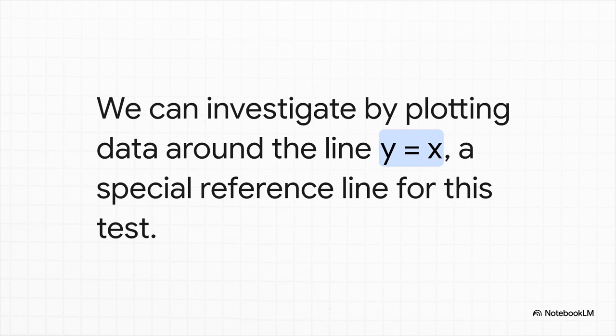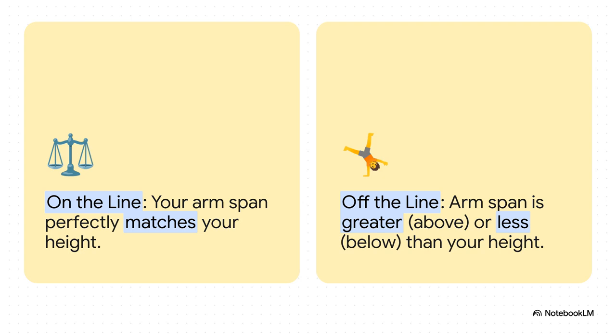This line represents perfect balance, where your arm span is exactly equal to your height. We're going to call it the line of perfect balance, but in math, it's just the line y equals x. So check this out. If a person's data point lands directly on this line, they're perfectly balanced. Their arm span equals their height. Simple enough. But if their point is above the line, it means their arm span is longer than their height. Think of professional swimmers, they often have this. And if it's below the line, well, their height is greater than their arm span. It's a really simple visual way to test our own proportions.